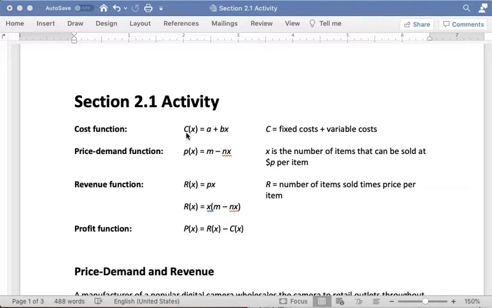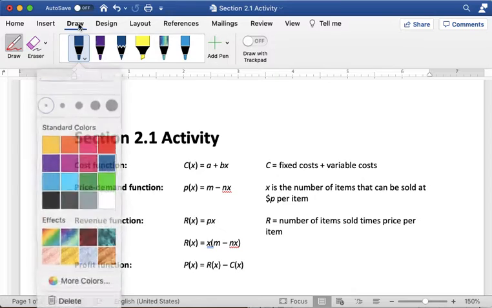And remember, this does not mean c times x. This means that we are plugging in for x. X is the variable that we plug in for.